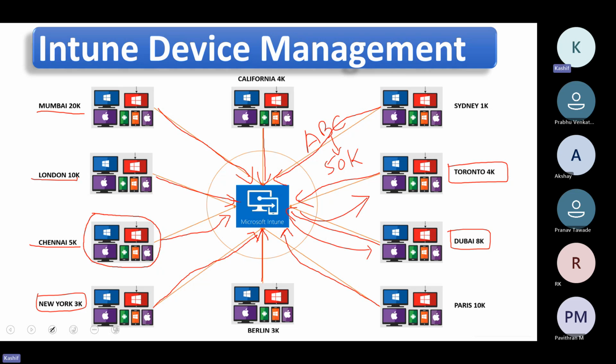Suppose there are some devices which you need to format in Paris. You can do it from Intune portal. Let's say some devices you need to reinstall the operating system. Okay, you can do it from Intune portal. So you will have complete control on the devices. You don't have to travel anywhere. Everything will happen on the internet.